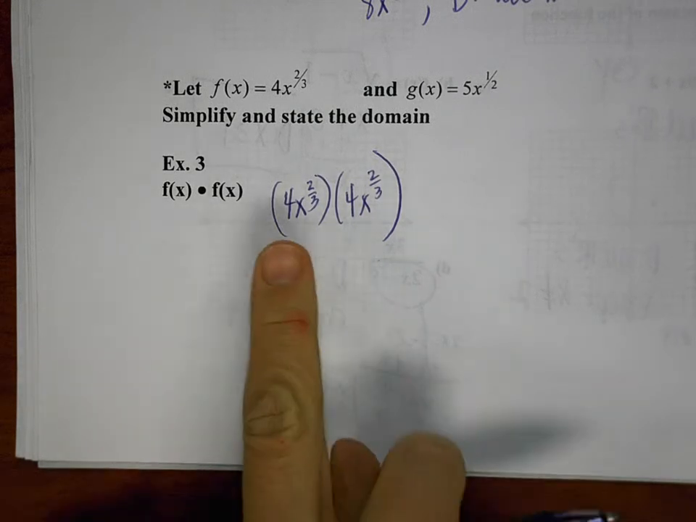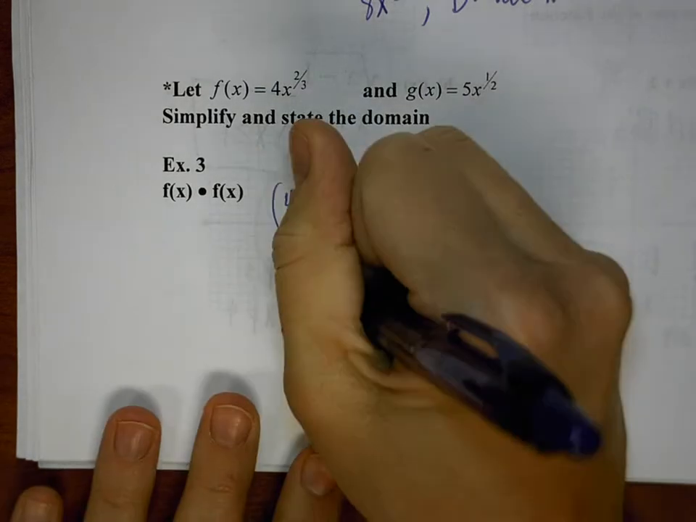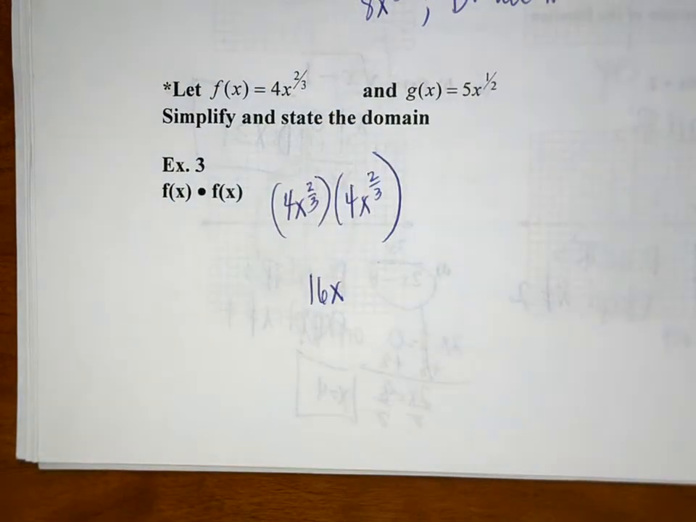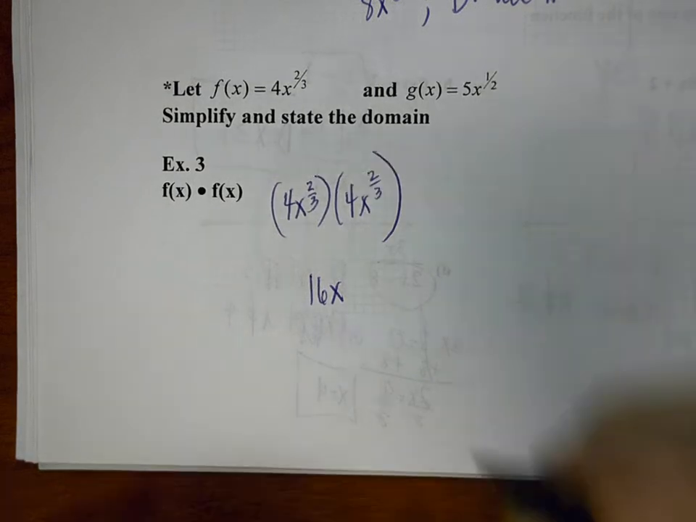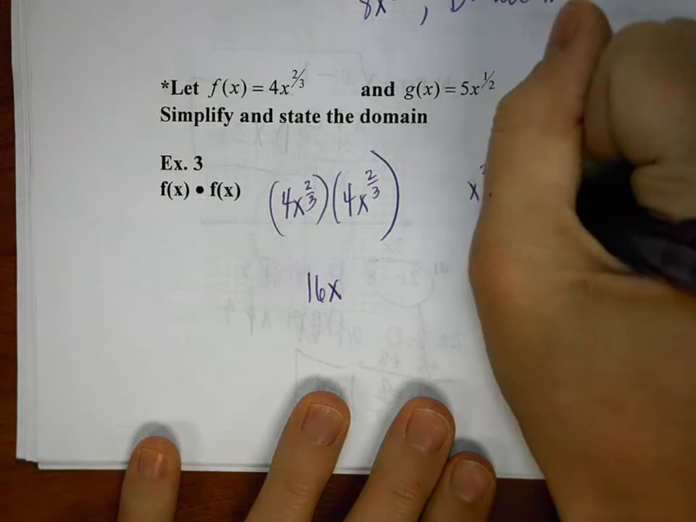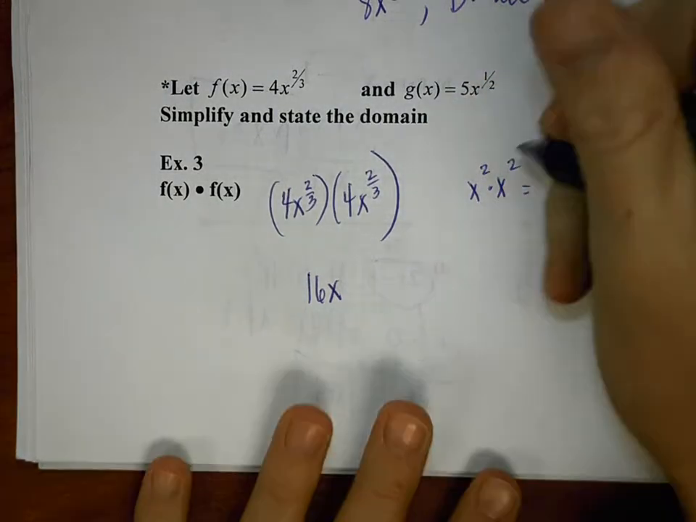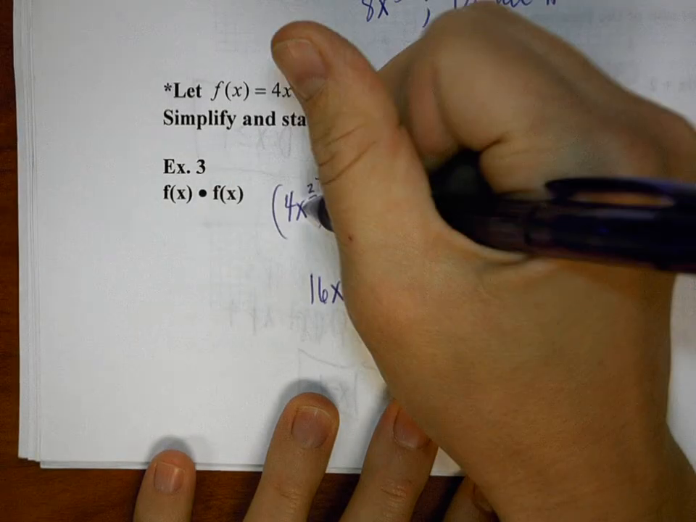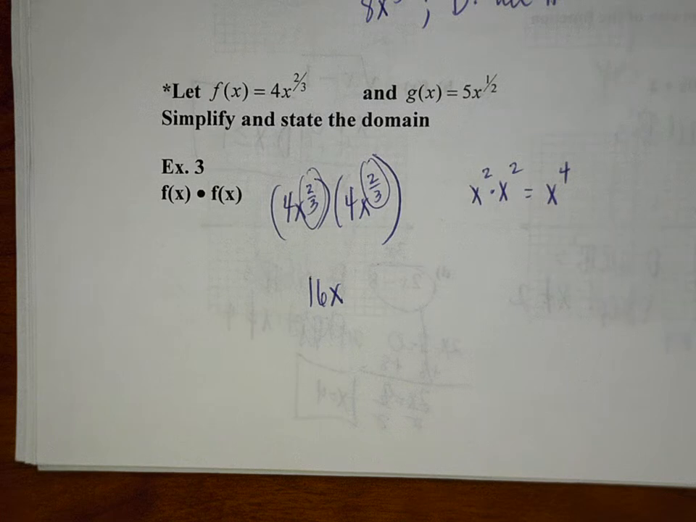Okay, well, you multiplied the two numbers in front, so 4 times 4 is 16. What do you do with your exponents when you're multiplying? Exactly, you add them. Because if you think about it, if I had x squared times x squared, what would that answer be? That would be x to the 4th. So we're going to add 2/3 plus 2/3. They already have common denominators, so what will I get? 4/3 is correct.